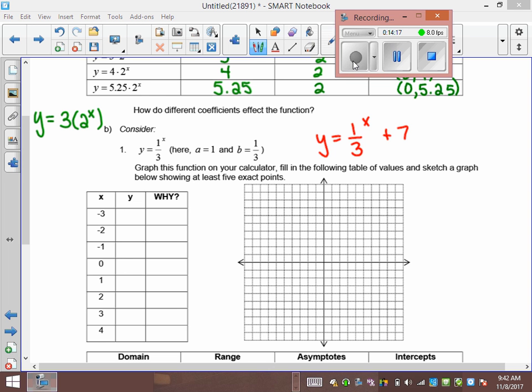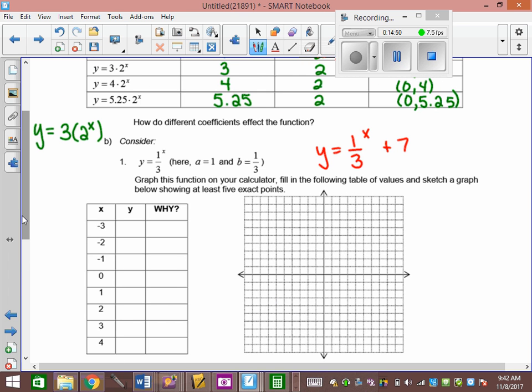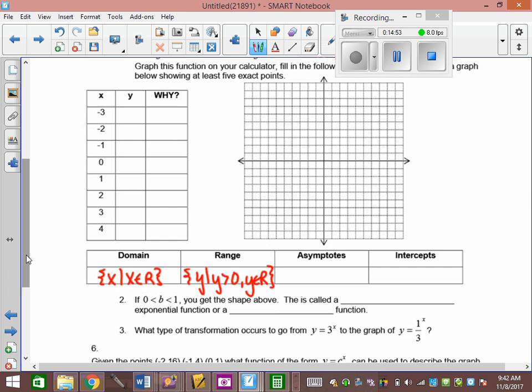Why wouldn't it be y is less than 7? I would need a negative a value in order for it to reflect in the x-axis, right? So my range would change to less than if I had a negative a value, but I just do not. Okay? So my domain is x is an element of the reals. My range is y such that y is greater than 0. It's greater than 0 because I'm doing it for the actual first function, not the crazy one where I put a plus 7 at the back. I'm doing it for this one. My asymptote is at y equals 0.